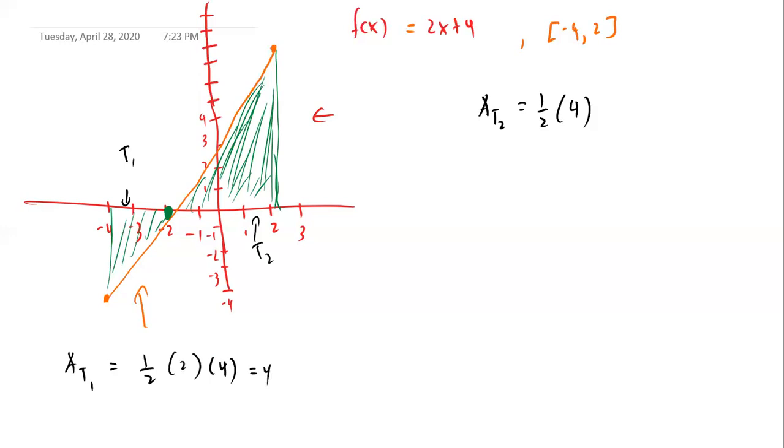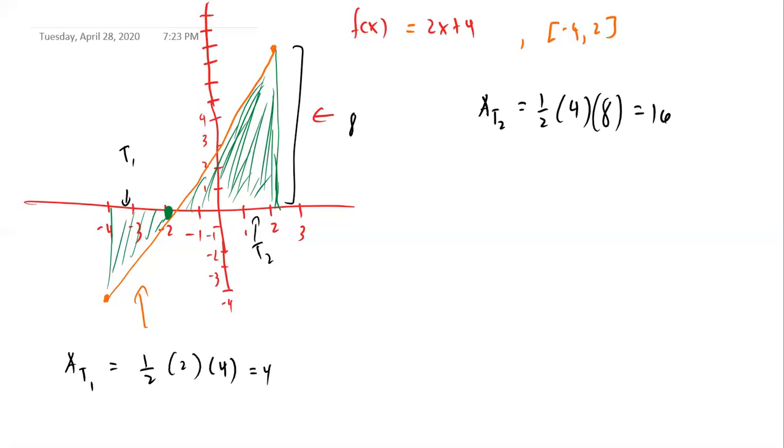The height goes from the x-axis, which is at y equals 0, all the way to y equals 8. Right? That's the function value at x equals 2. And so the height for this length here is 8. So multiply by 8 here. 1/2 times 4 is 2, times 8 equals 16. Okay, so that's the area of the two triangles.